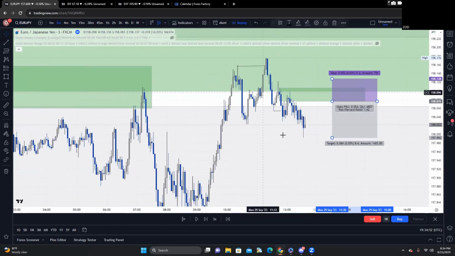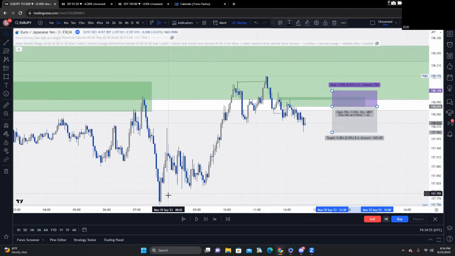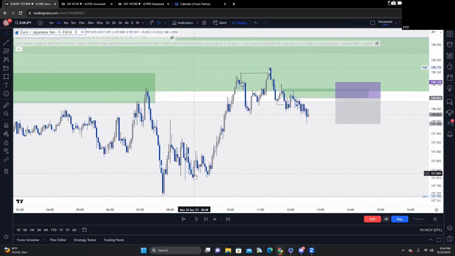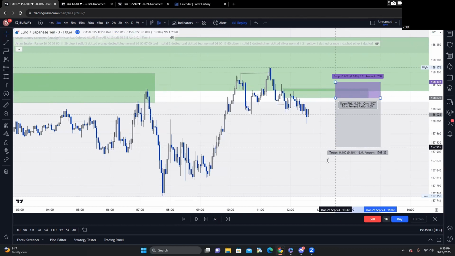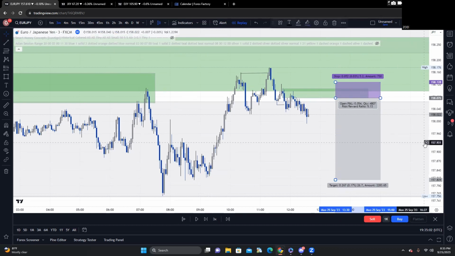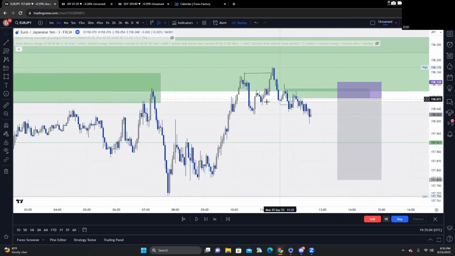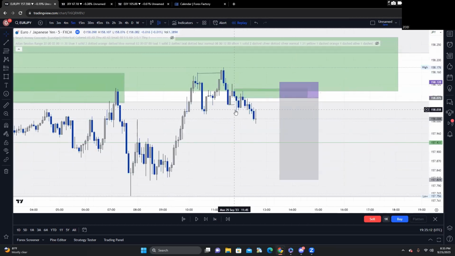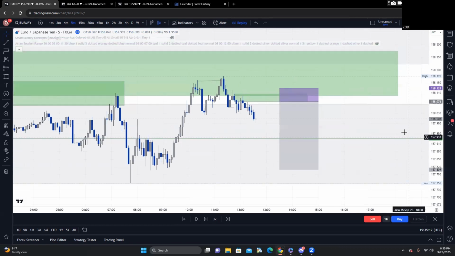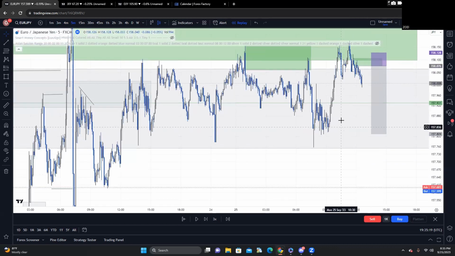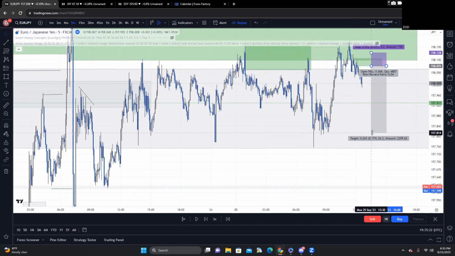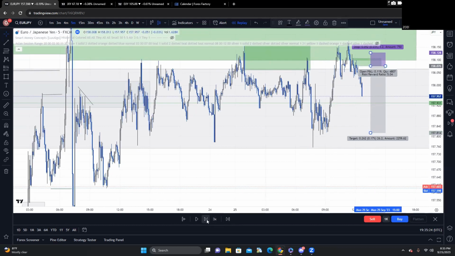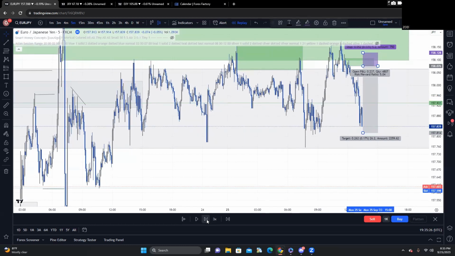Then you have to target the low, which is here. Okay, so it can be your TP1. Yeah, then let's zoom out a bit. So yeah, at this time when price broke the structure, I tapped into my trade here, and yeah, that's what happened.